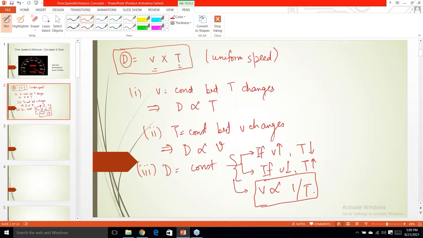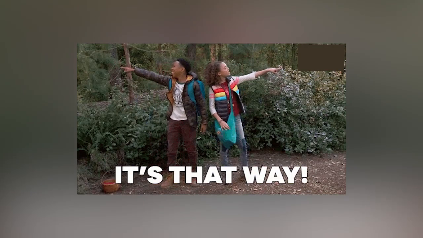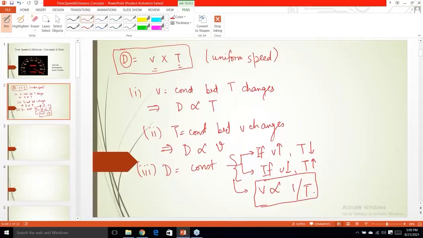Similarly, you can argue it from the perspective of time as well. If you increase time, your speed will decrease. If you decrease time, your speed will increase, which basically means that speed and time have to move in opposite directions, right? If you combine these two into a single proportionality, you can say that speed is inversely proportional to time, right? I hope it's clear now.